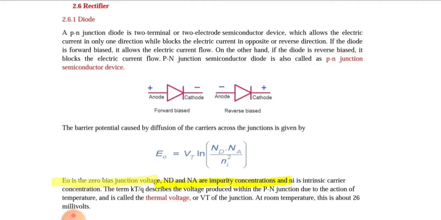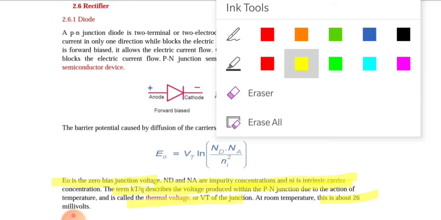Na and Nd are the impurity concentrations. Ni is the intrinsic carrier concentration. kT by q describes the voltage produced within the PN junction due to the action of temperature, and is also known as thermal voltage, denoted by Vt, and its value is 26 millivolt.